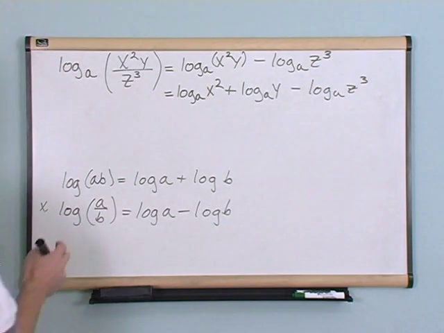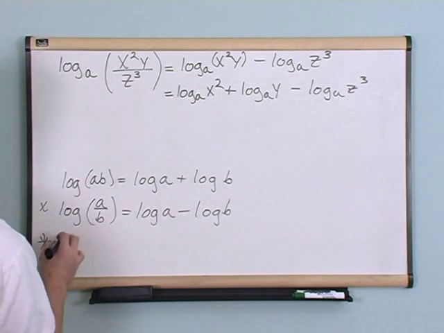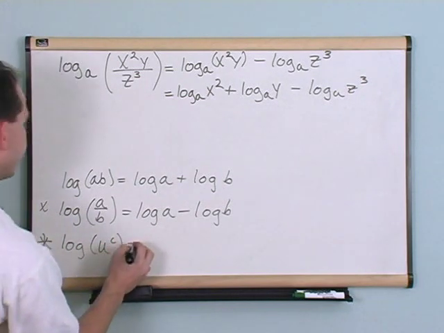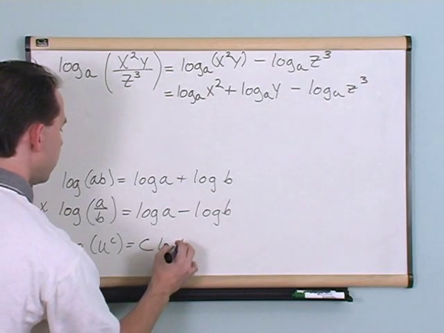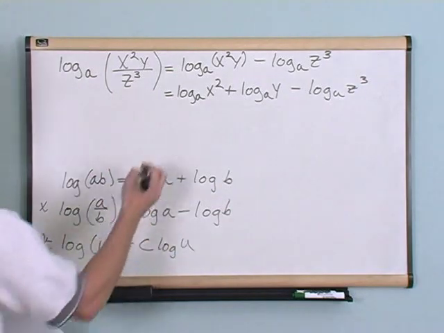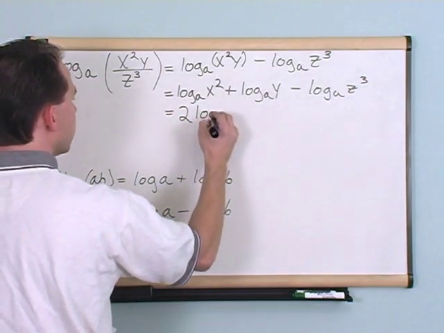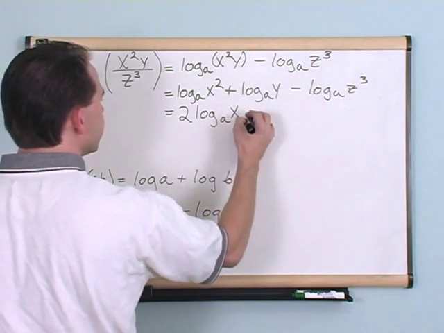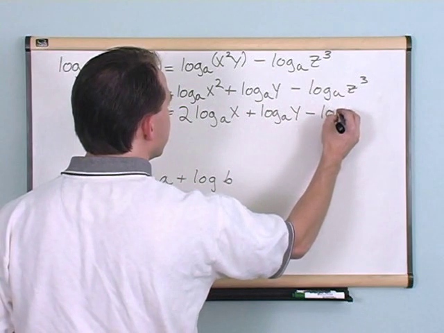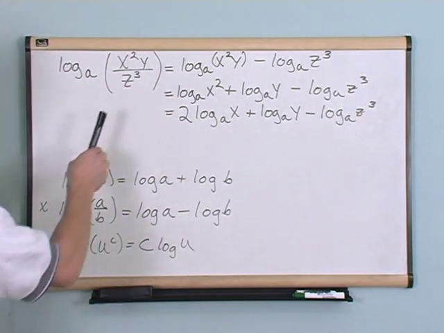Okay? The final little identity we need to use is, recall, if we have log of u to the c, where c is some exponent, that's just c times log of u. And we wrote those down on the previous page. You pull that exponent out, and you have log of u left over. I can do that right here. I'm going to make this 2 times the log base a of x plus log a of y minus log a of z cubed. So really it's fairly simple.